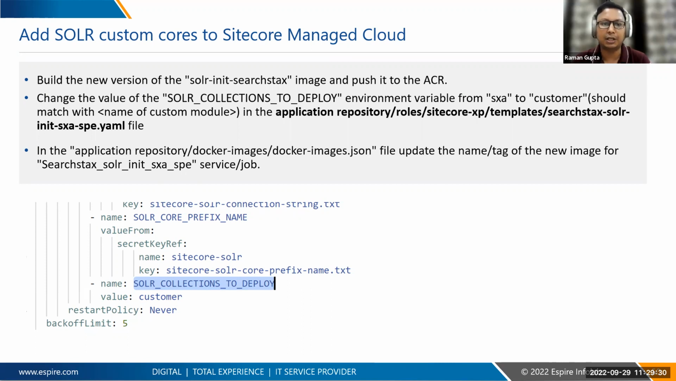You just need to go there and replace the SXA Solr collection with the custom core name. So let's say I have created a new core name like customer. You just need to replace this Solr collection with the new core. And once you run the application pipeline, managed cloud will automatically take care of the new core, and it will automatically create the new core in the search text instance. And from the next time onwards, it will automatically populate and rebuild. So this is pretty simple and straightforward. You just need to follow these 2 steps to add the Solr cores.